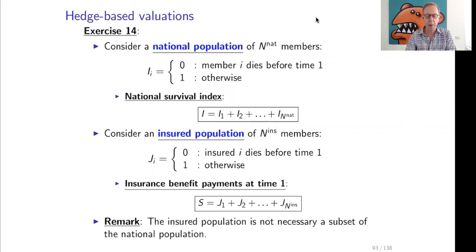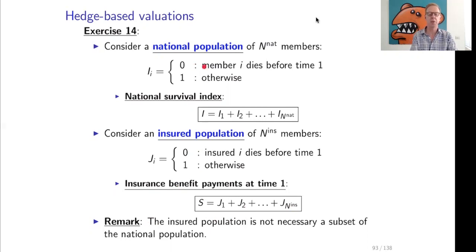For each member of the insured population, we also denote an indicator variable, a Bernoulli variable, which is 0 or 1, if the insured i dies before time 1, or if he survives until time 1. The insurance benefit payments at time 1 are then given by G1 plus G2 plus up to Gn, the insured. So we count the number of ones in the Bernoulli random variables. Important is that the insured population for this moment doesn't have to be a subset of the national population.